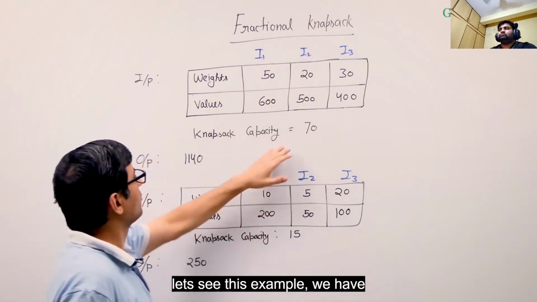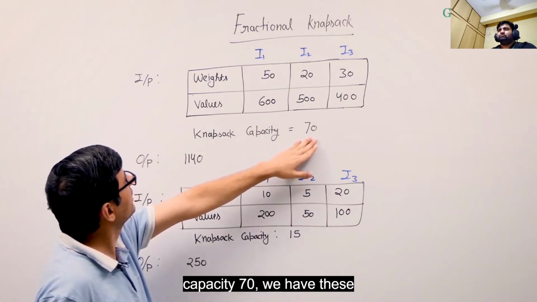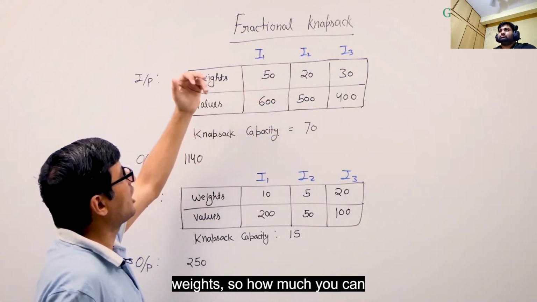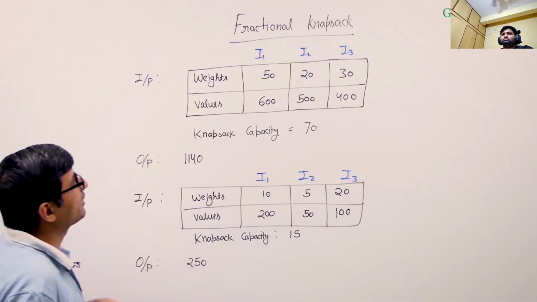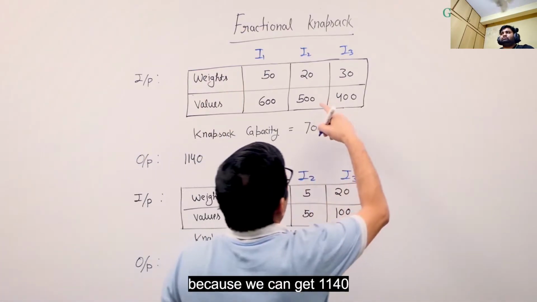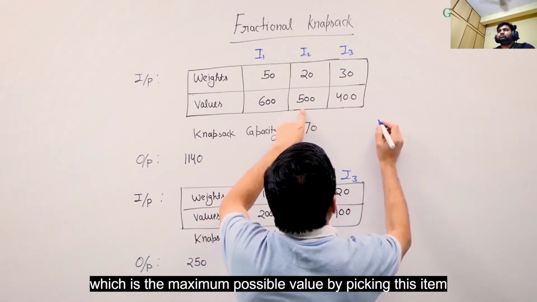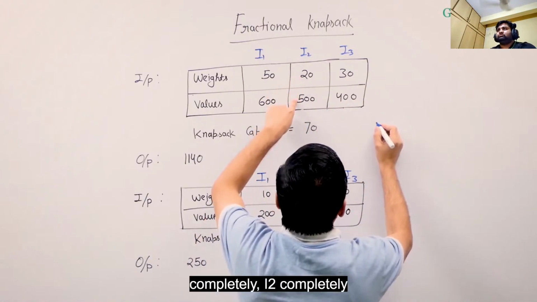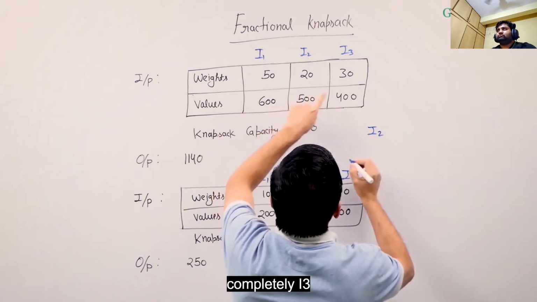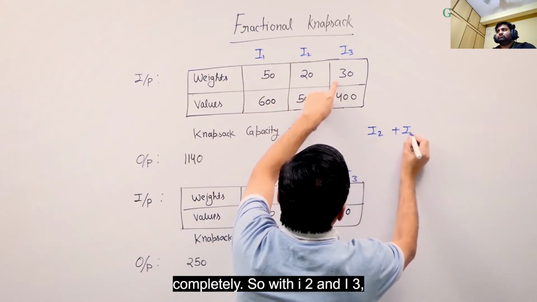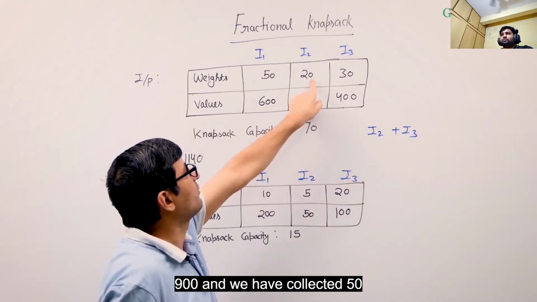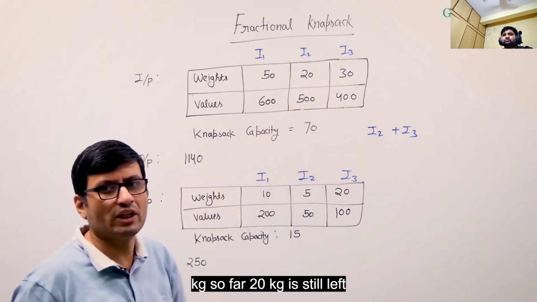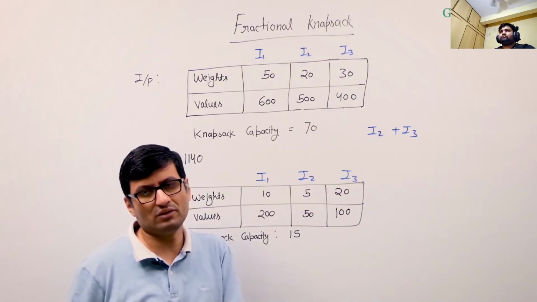Let's see this example. We have capacity 70. We have these weights. So how much can you collect at maximum? We are getting the output 1140 because we can get 1140, which is the maximum possible value, by picking I1 completely, I2 completely, I3 completely. So with I2 and I3 we get 900 and we have collected 50 kg so far. 20 kg is still left in the knapsack.